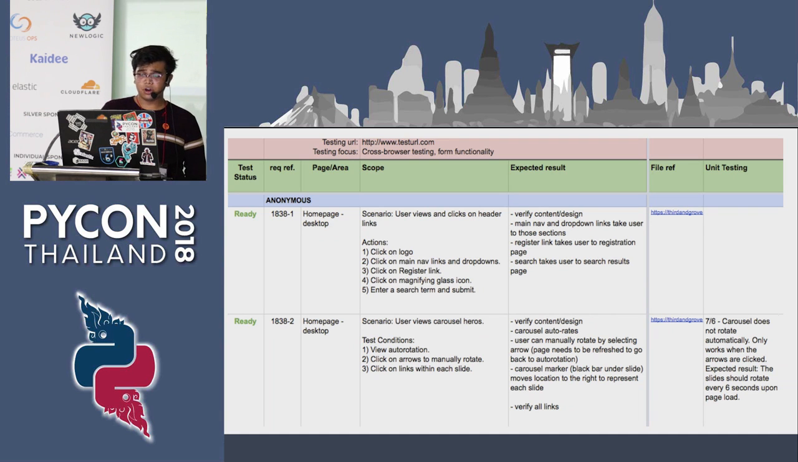So you can see the scope and expected results, and if your testing meets the expected results, then you can deliver it to the customer or to production. That's why I like Robot Framework.